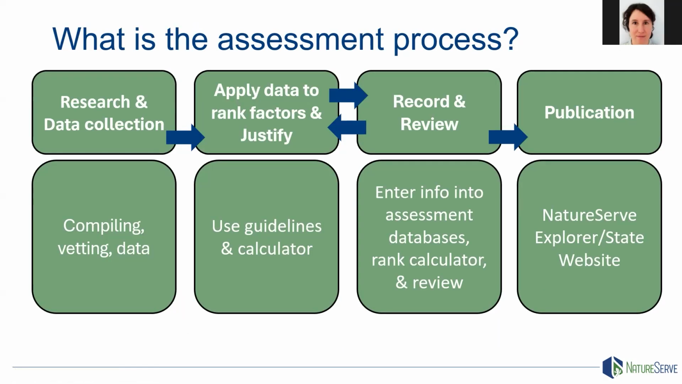So what is the assessment process? The assessor compiles data reflecting the target concept and interprets them according to the methods to assess factors of rarity, threats, and trends. These applications of the data are reviewed and revised as needed to best estimate the extinction risk of a species. The assessment is recorded, possibly with additional review and revisions, and finally published online in various outlets. Let's look at each of these steps briefly.